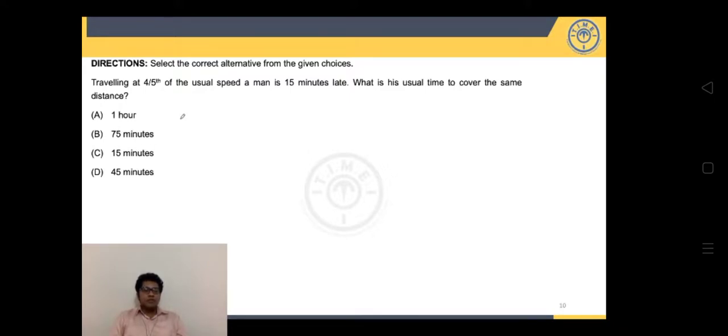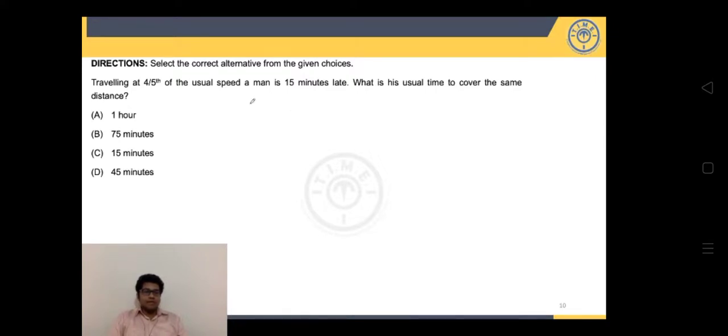Traveling at 4/5 of the usual speed, a man is 15 minutes late. What is his usual time to cover the same distance? Traveling at 4/5 of the usual speed, a man is 15 minutes late.